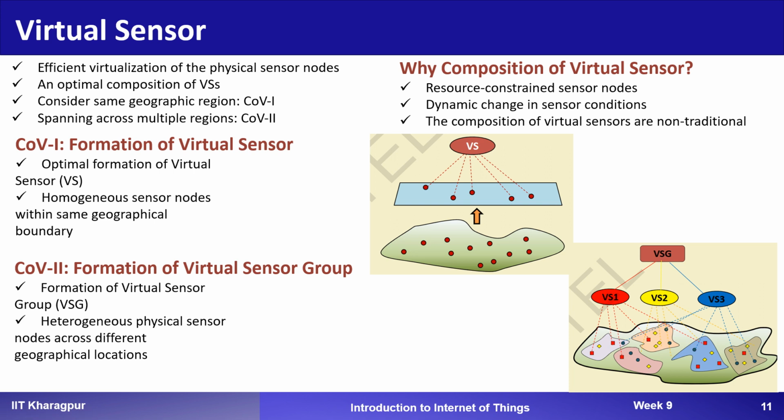Now the formation of your virtual sensors. Efficient virtualization of physical sensor nodes is required, and optimal composition of your virtual sensors is required. Now how can we achieve this? The first is considering the same geographical region, and the second is spanning across multiple regions. Whenever you are going to form a virtual sensor, you can consider all the sensors which are present at one particular location, and you are going to use those sensors in order to form a virtual sensor. This is the first scenario, and these sensors can be homogeneous as well as heterogeneous. The second case is where you are using heterogeneous sensors which are located at different locations.